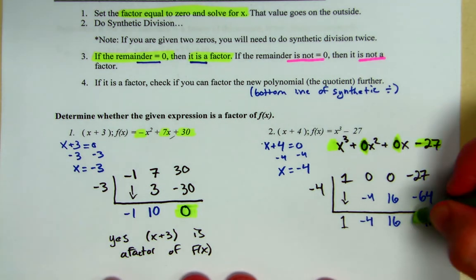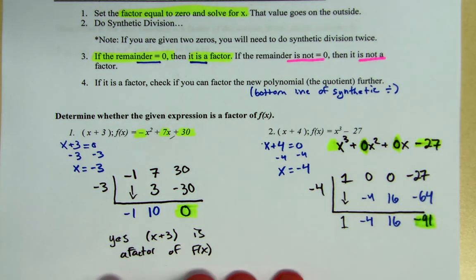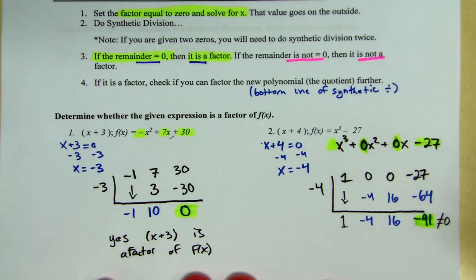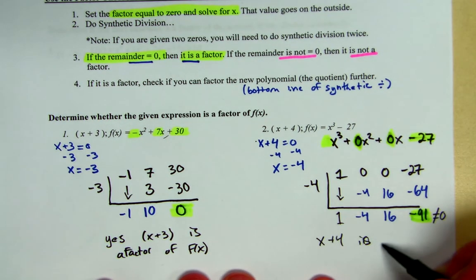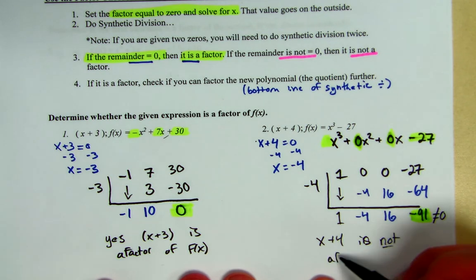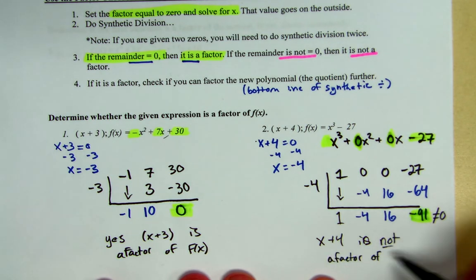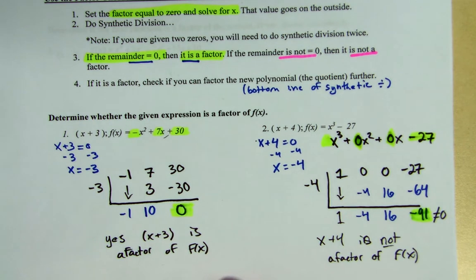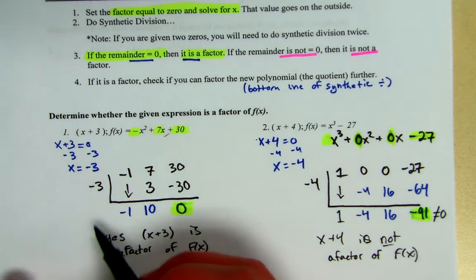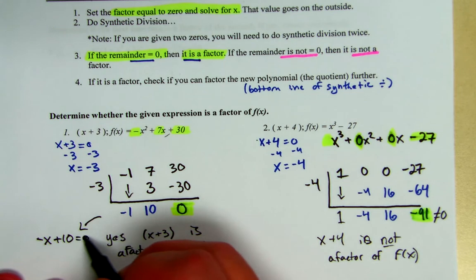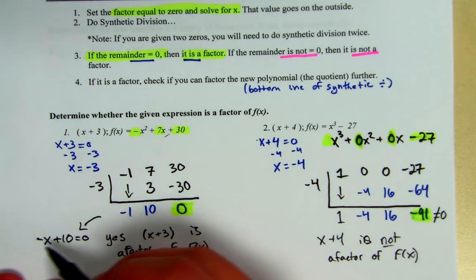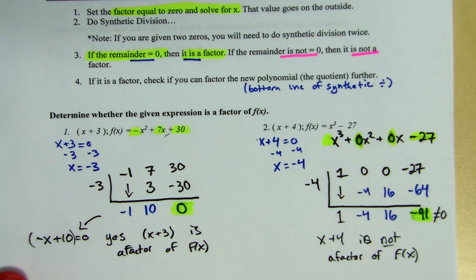Well, again, here we have negative 91. That's not equal to 0. So, x plus 4 is not a factor of f of x. Well, if it is a factor, we could go ahead and actually keep dividing here. I can take that bottom line and rewrite this as negative x plus 10 and set it equal to 0 to solve. So this is another factor of that polynomial.